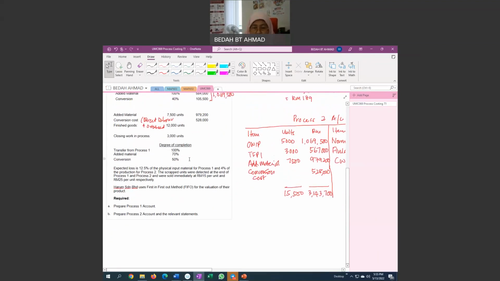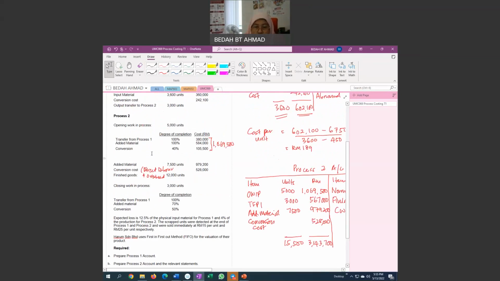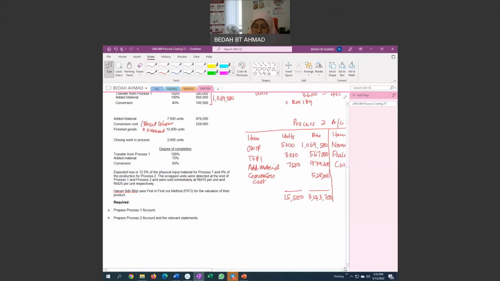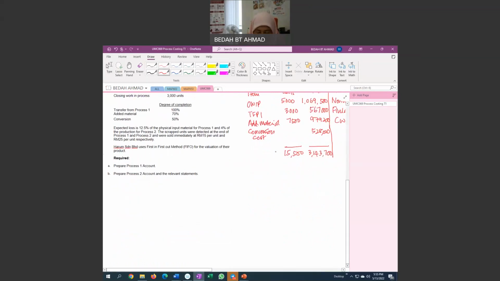Because there is a degree of completion here, process 2, for the opening work in progress conversion cost, is only 40% completed, with the 60% balance to be completed in process 2. The transfer from process 1 and additional material are 100% completed. Okay, so we need to prepare the statement of equivalent unit based on the FIFO, or first in, first out.